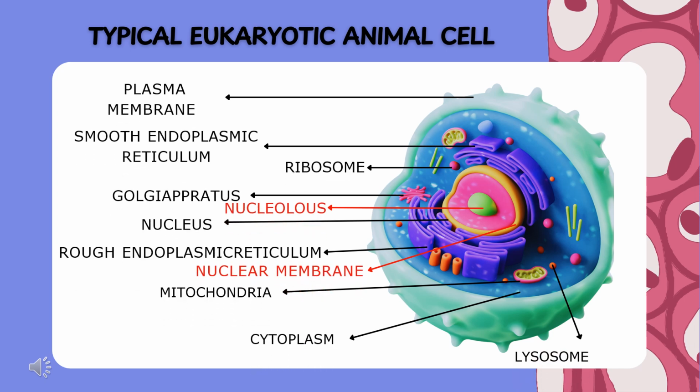Let's explore the main parts of a typical eukaryotic cell. Plasma membrane. Smooth endoplasmic reticulum. Ribosomes. Golgi apparatus. Nucleolus. Nucleus. Rough endoplasmic reticulum. Nuclear membrane. Mitochondria. Cytoplasm. Lysosomes. Each of these structures plays a unique role. Stay tuned as we uncover their functions, one by one.